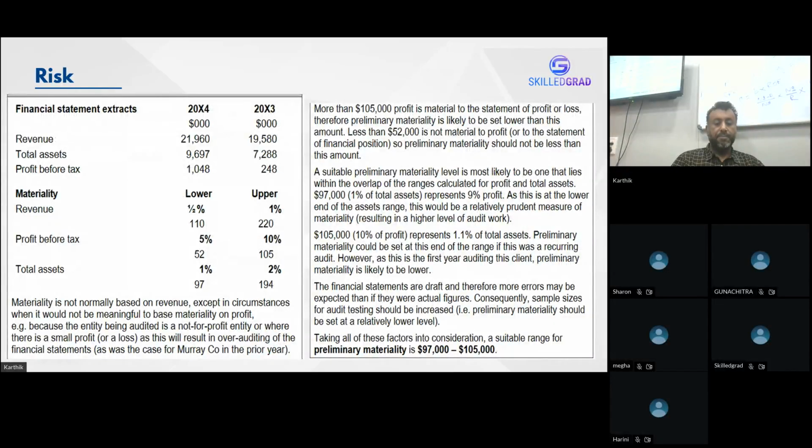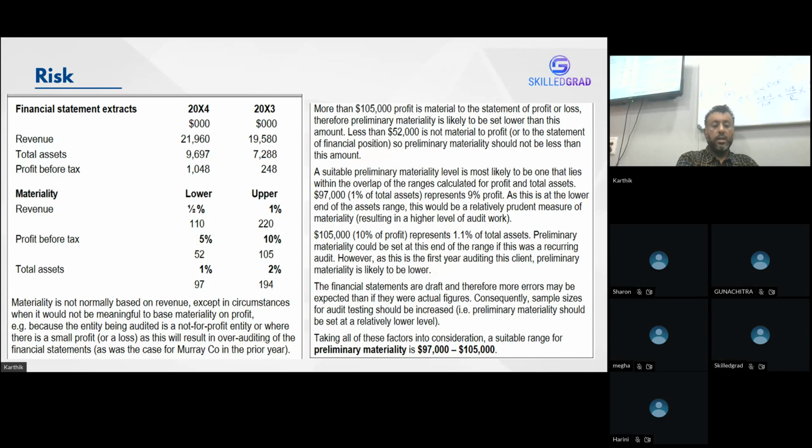So, in the example, they've given you financial statement extracts of revenue, total assets, and PBT for 2 years, 2004 and 2003. Revenue, 0.5% for the current year. Take the current year number, assume it's 22,000. 0.5% of 22,000 is 110 crores. 1% is 220 crores. So that is material.